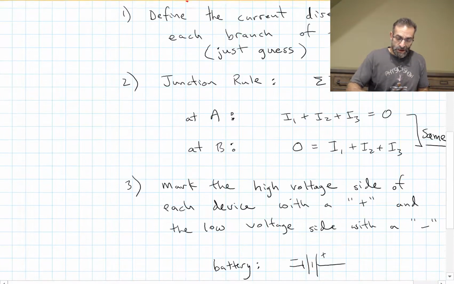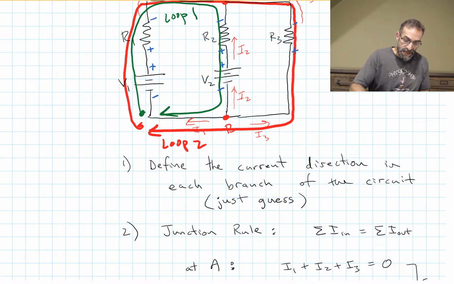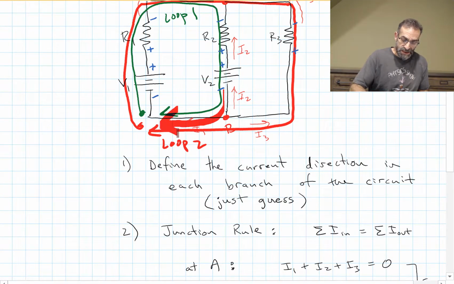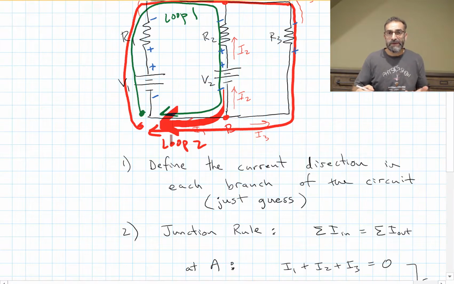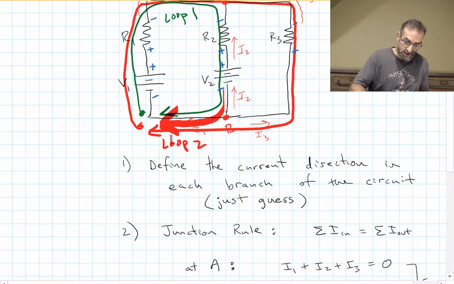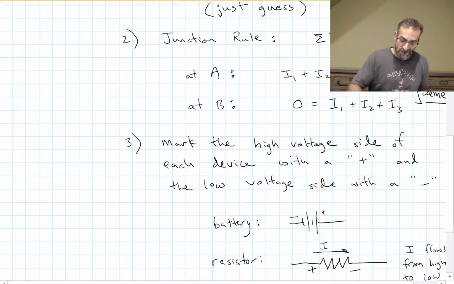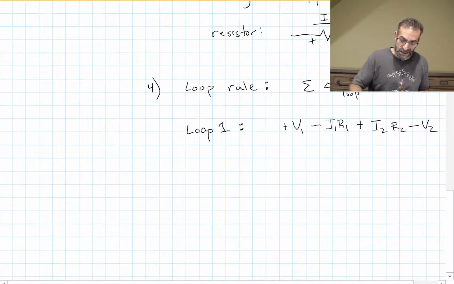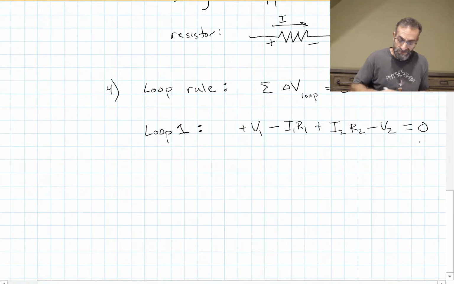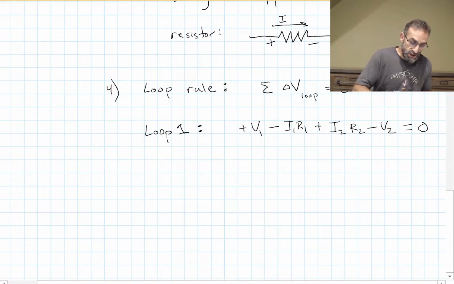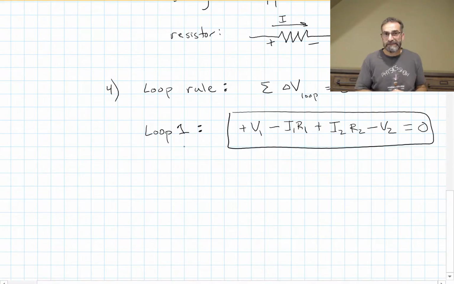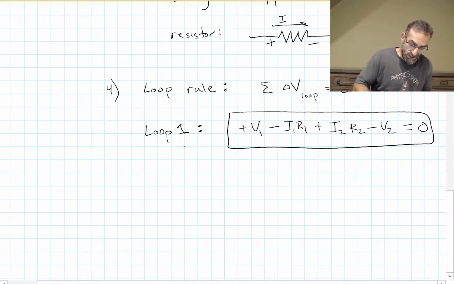Let's see where we are in our circuit. After I come out of battery V2, I make my way back to where I started. I don't encounter any more devices. So the sum of these four potential differences has to be 0. That's my first loop equation. Now I'll do my other loop.